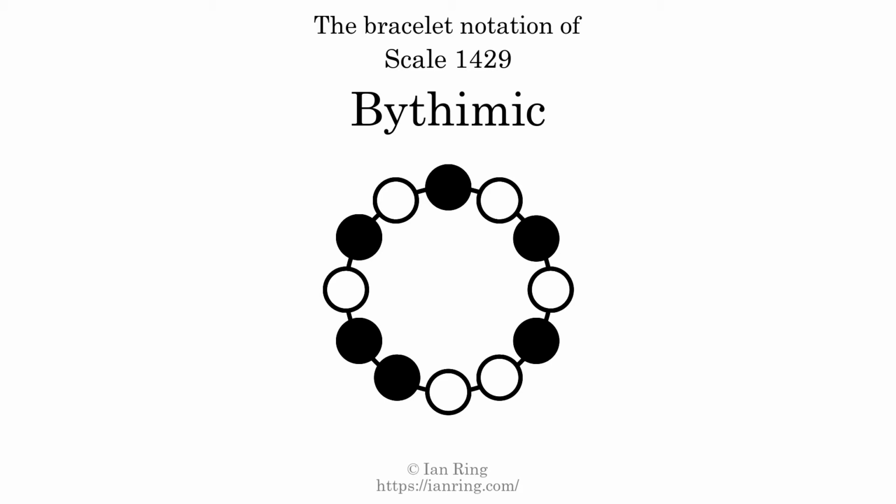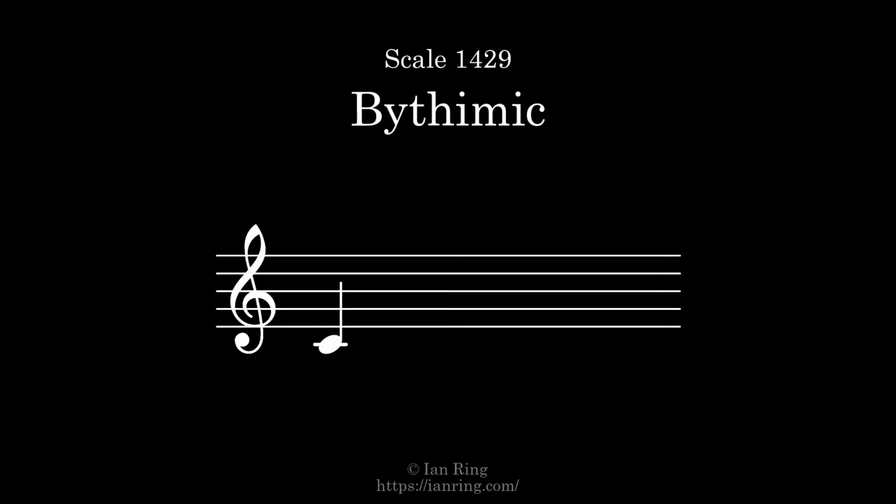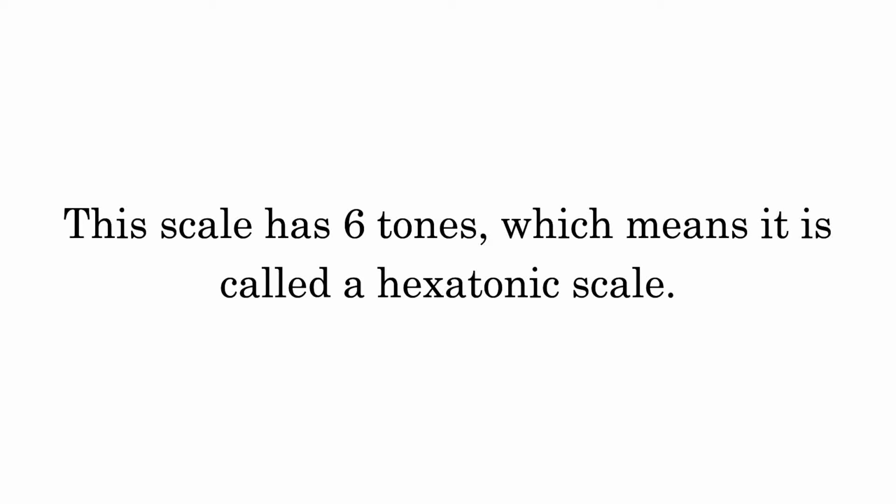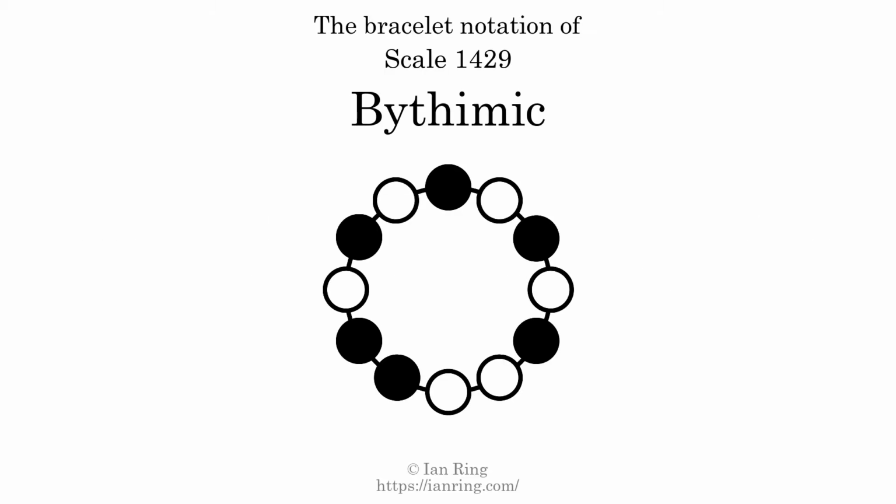1429, Bythimic, which sounds like this. This scale has 6 tones, which means it is called a hexatonic scale. This is a bracelet notation diagram of scale 1429. The shaded circles represent tones that appear in the scale, and they are read clockwise, starting at the top.